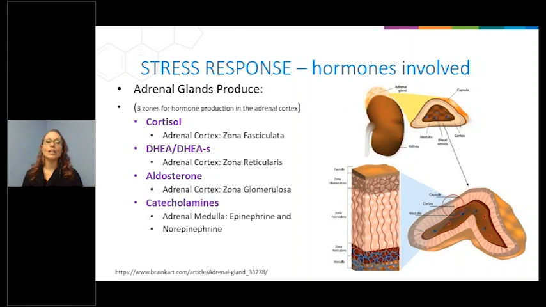We also have catecholamines. These are amine structures that come from the adrenal medulla. This is your epinephrine and norepinephrine. So these are the different hormones that are going to be involved when we're evaluating stress and that stress response.